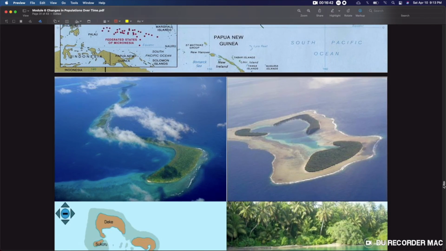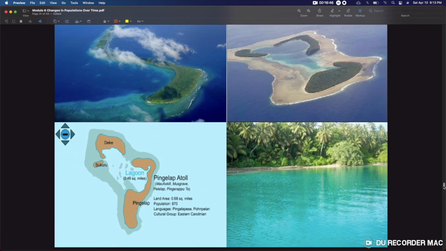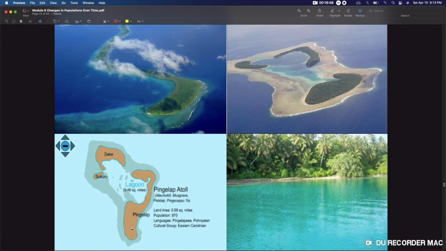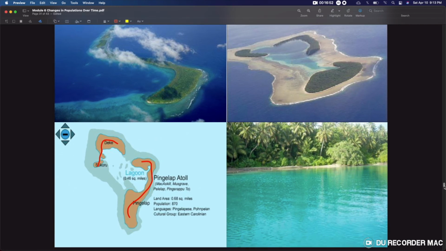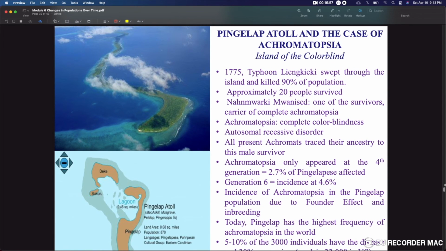So here is the story of that island. So this is the island right here. Yep, Pingelap Atoll. It's an atoll. Well, from your SpongeBob, I hope you know what an atoll is. Anyway, so here's the story of that. It's a nice island. I would visit this if I had money.